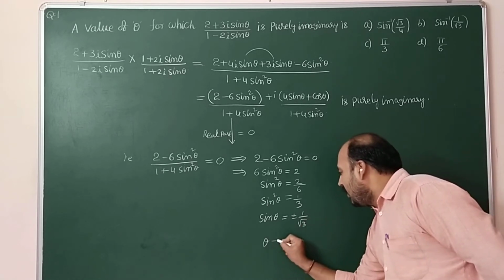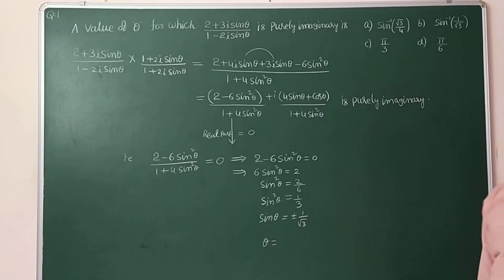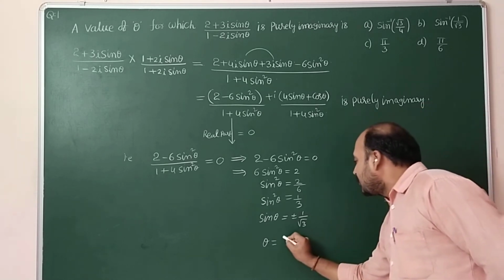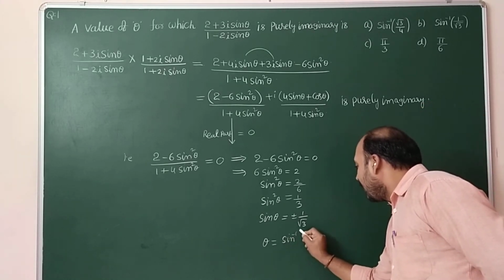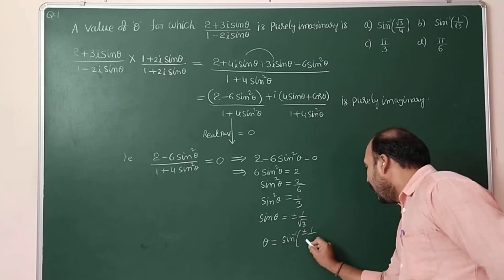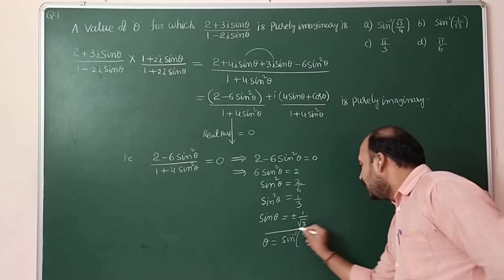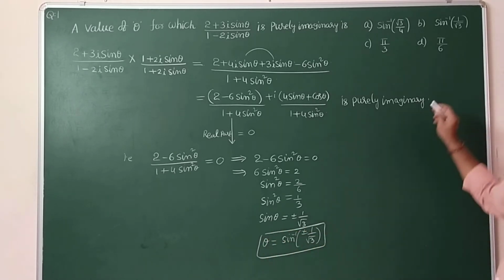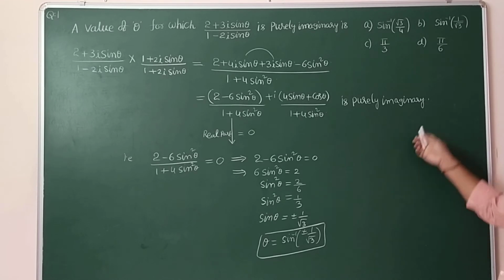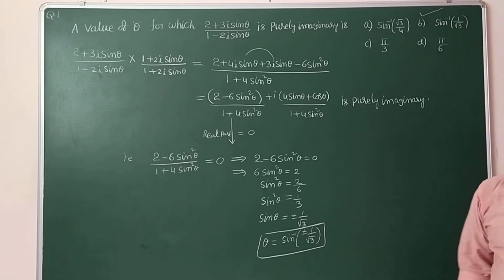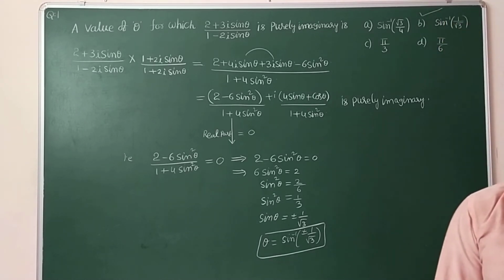So theta value, because in the options we have all our arguments, theta equal to sin inverse of plus or minus 1 by root 3. Here in the options we have only sin inverse of 1 by root 3. So this is the right option. We will move to the next question now.